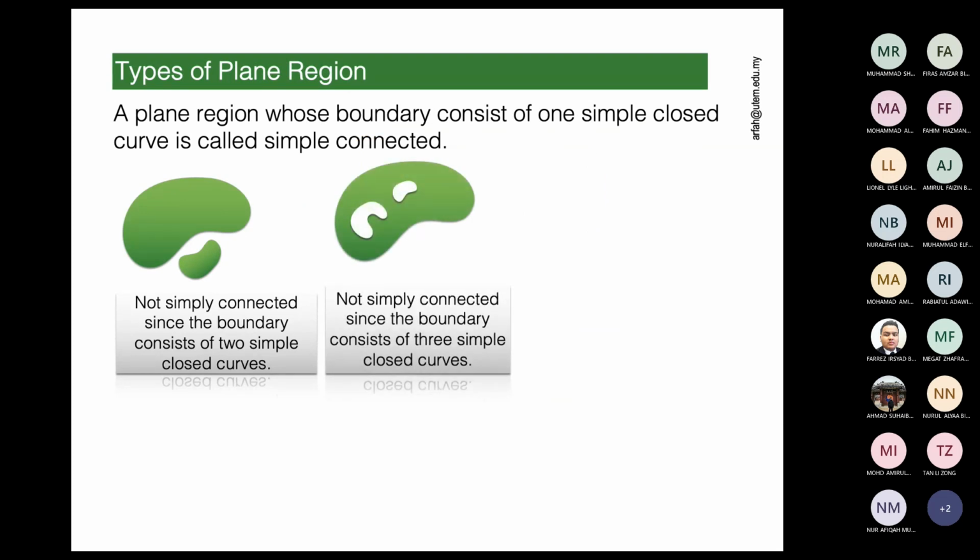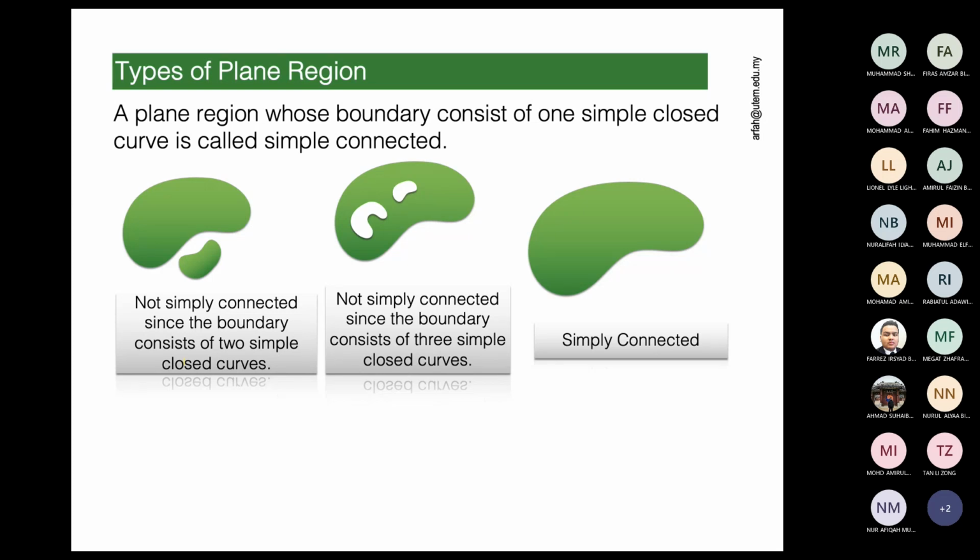A plane region whose boundary consists of one simple closed curve is called a simply connected region. So for example, the first one is not simply connected since the boundary consists of two simple closed curves. Okay? And this is not simply connected since the boundary consists of three simple closed curves, and this one is a simply connected region.